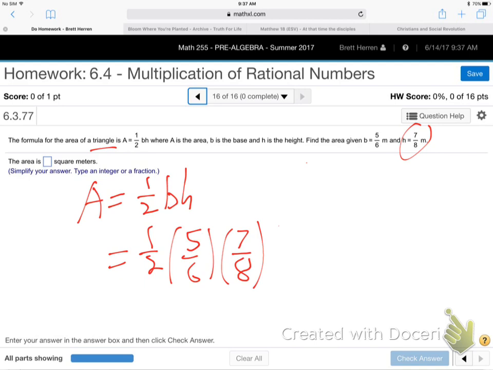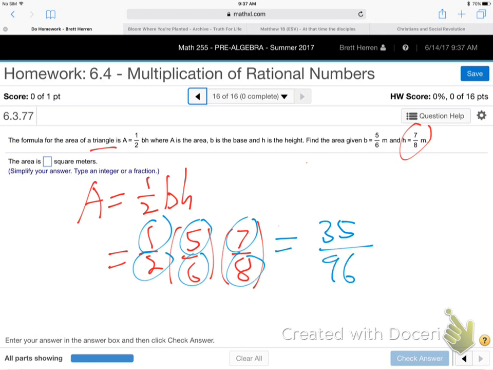Okay. Now, does anything cross cancel there? I don't think so, right? 2 doesn't go into 5 or 7, nothing. Nothing cross cancels at all. So then just multiply straight on the top, straight on the bottom, huh? So on the top, we'll just go 1 times 5 times 7 be 35. 2 times 6 times 8, what's that, 96? We're done.